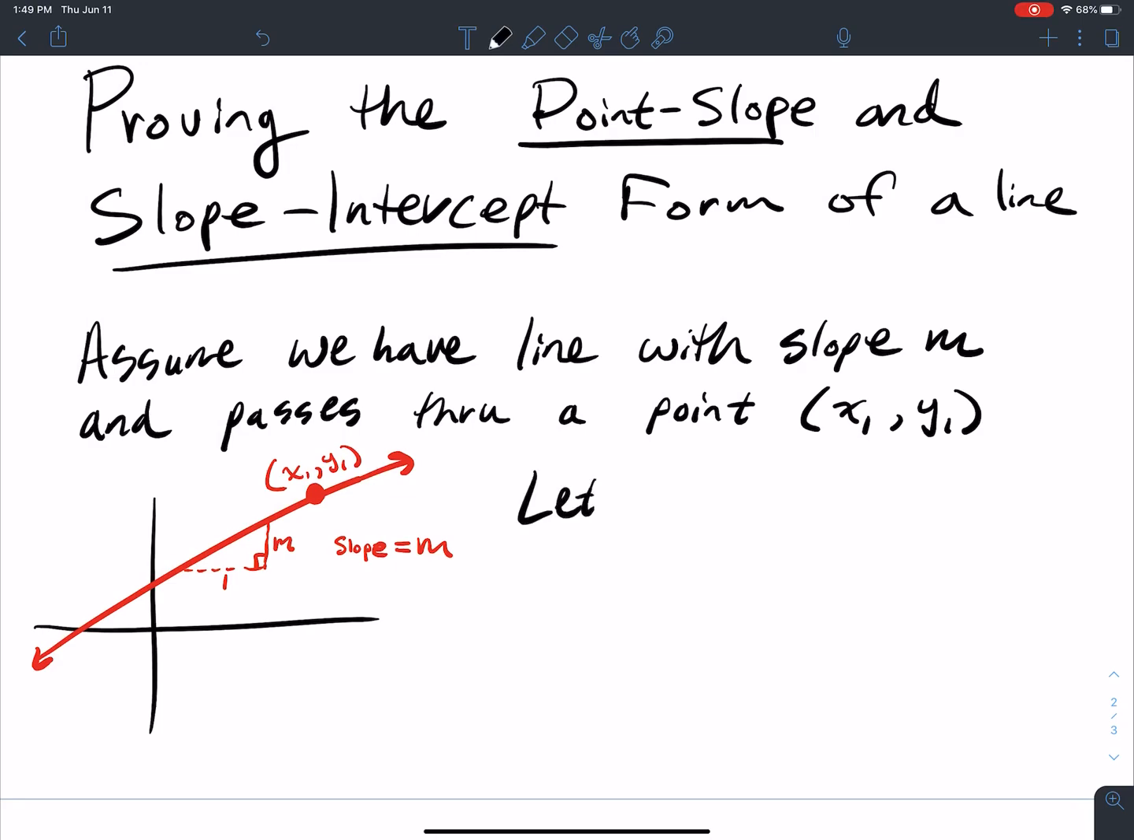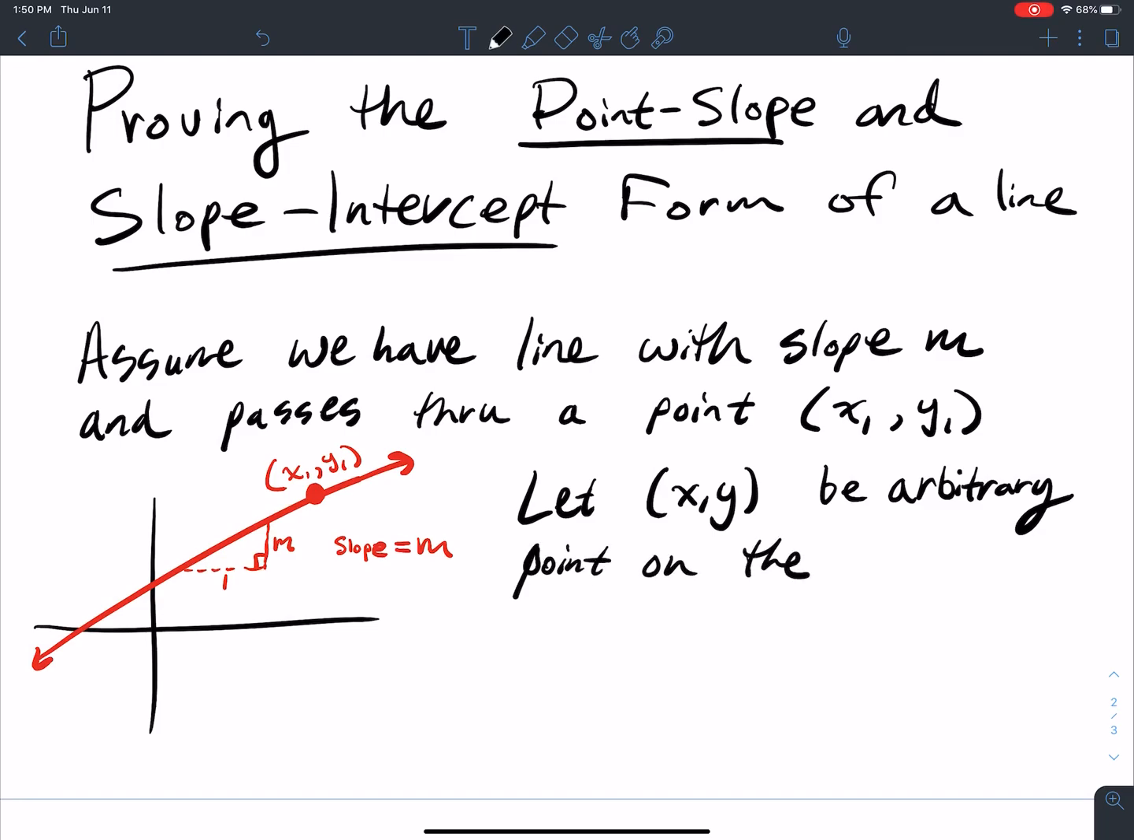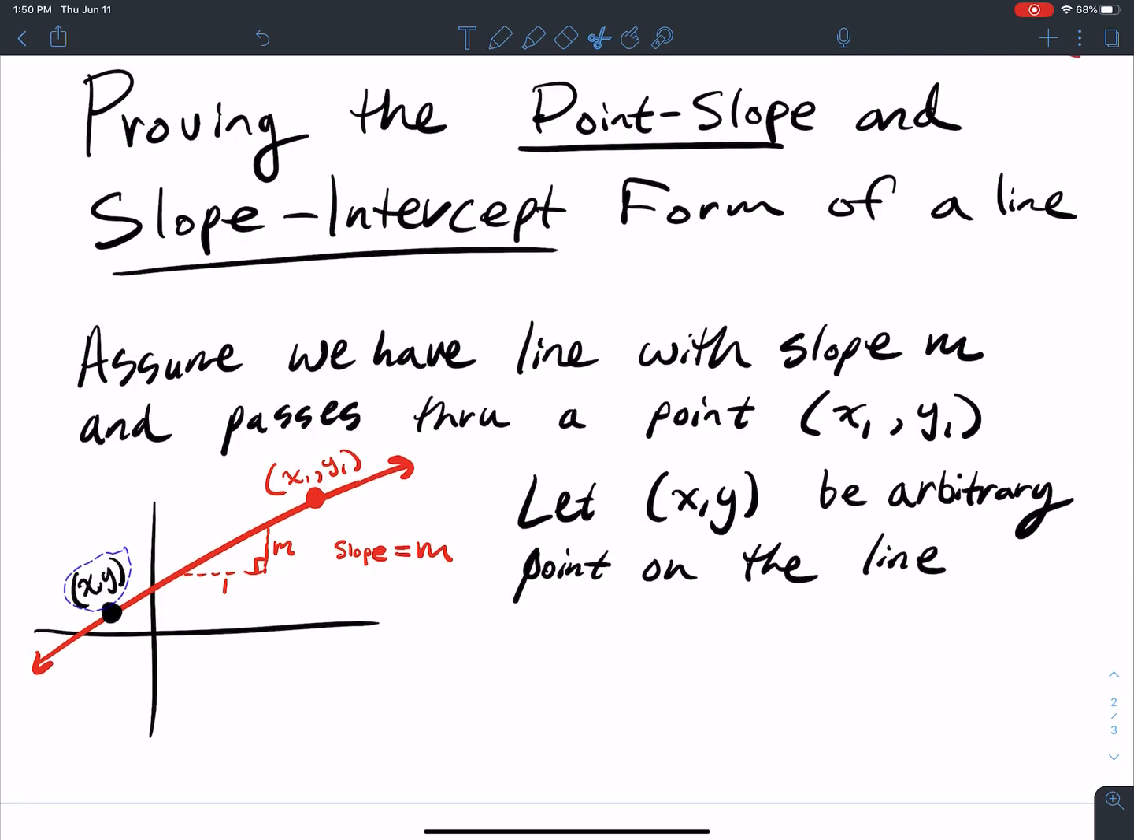I'm going to let x comma y be arbitrary, meaning it could represent any xy coordinate. Okay, be an arbitrary point on the line. So not only is it just any random xy coordinate, it's any xy coordinate that's on this red line here. That's what this represents. So it can be any dot on the line.